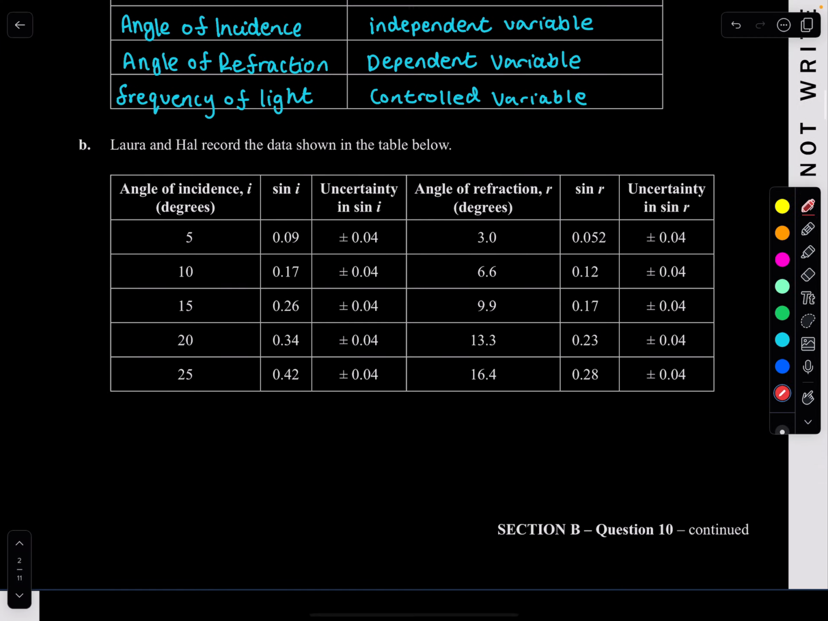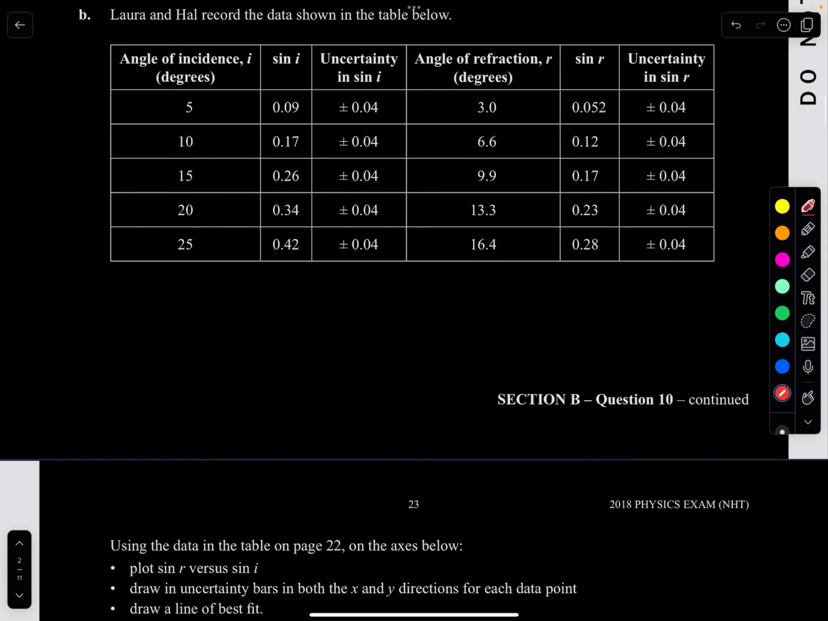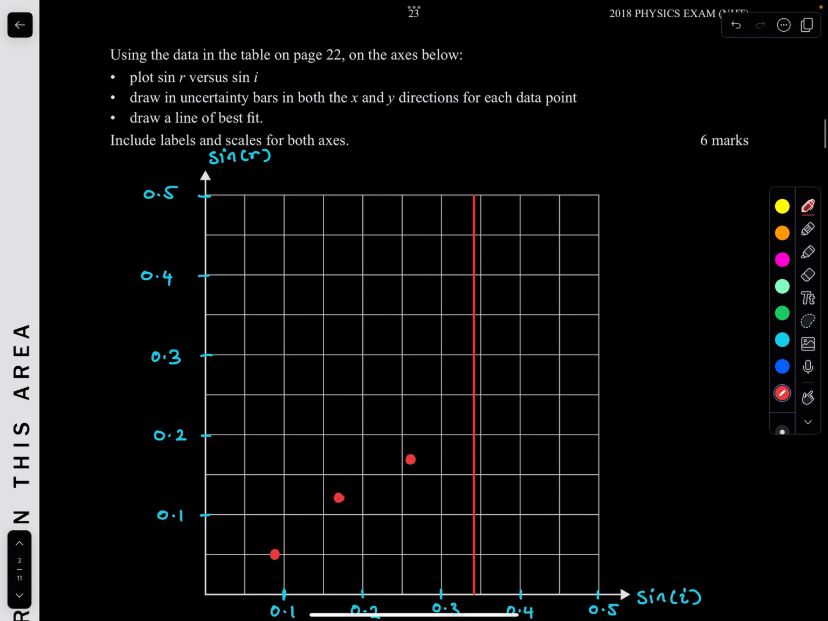Next thing is 0.34, which is approximately here. And your y value is 0.23, basically. So there we go. We are nearly done in doing those.